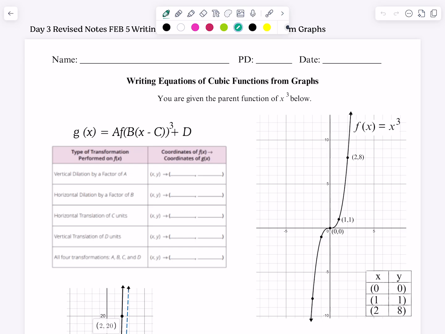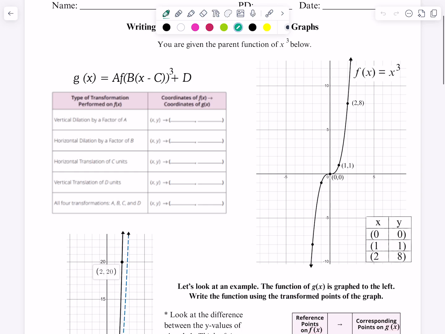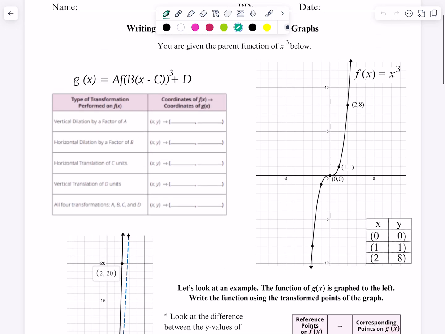So basically we are going backwards. I'm giving you the graph and you're going to write the equation. So before doing so, in your notes, is the first one already filled out? It is, right? Like the table, sorry. Okay. This is the most important part of the equation.